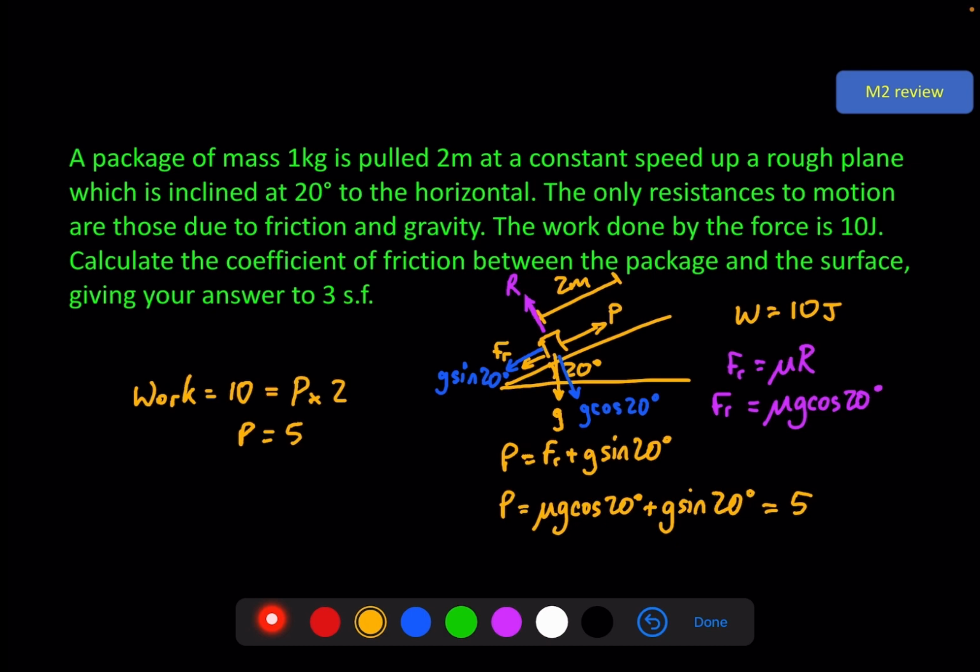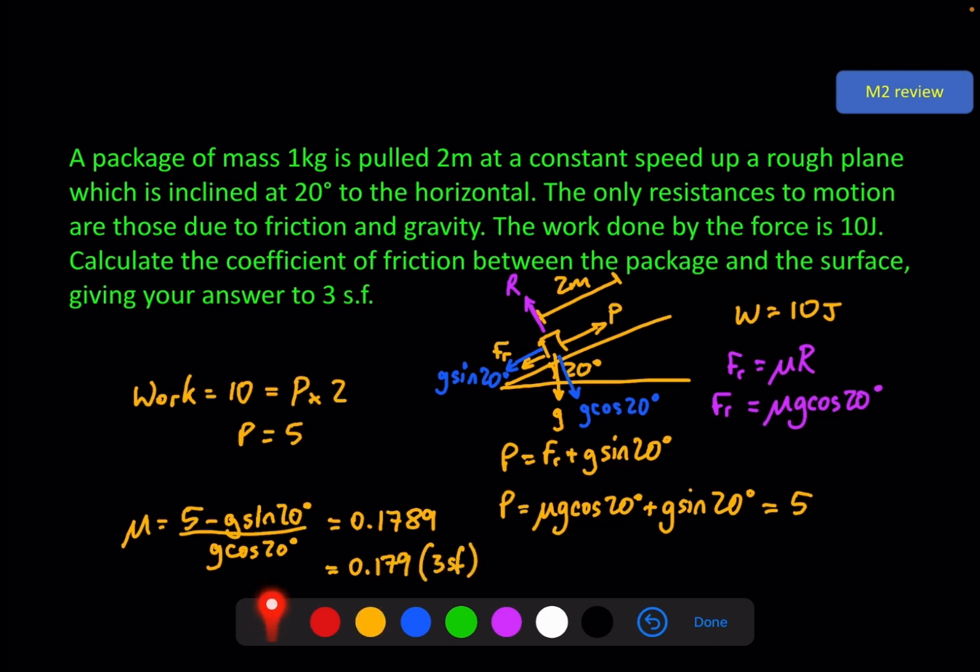Now we can rearrange to find mu. 5 minus g sine 20, all divided by g cosine 20. And that, if I put that on my calculator, will give us mu. And that is 0.1789, which to 3 significant figures is 0.179. I would have done 2 because we've used g, except that it specifically says in the question 3 significant figures.